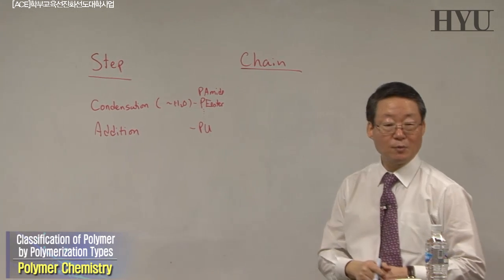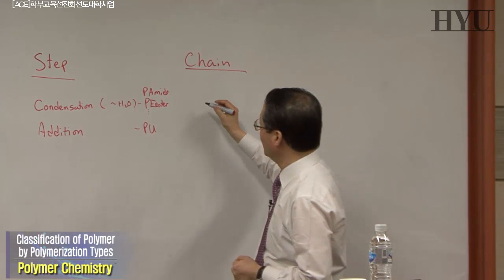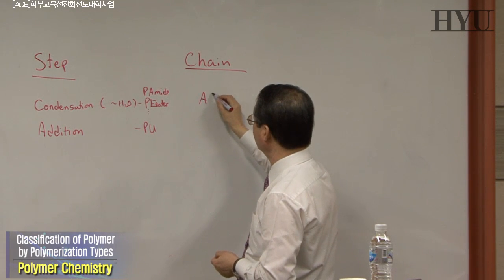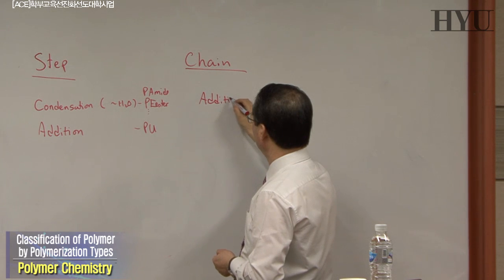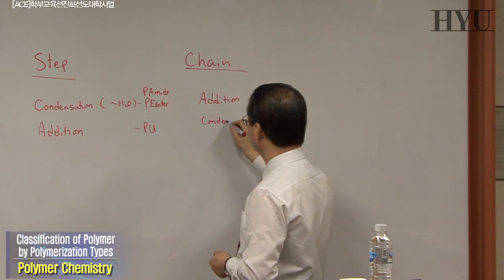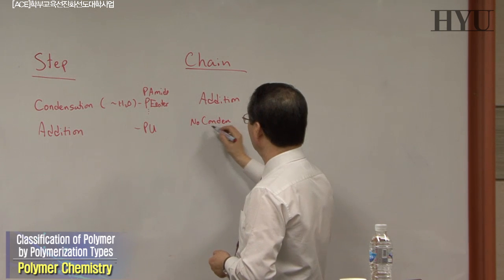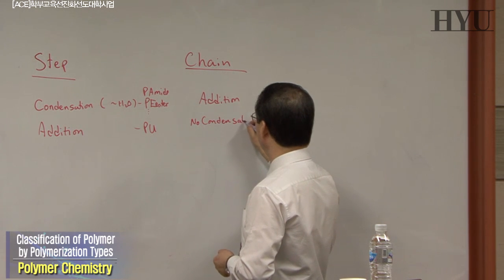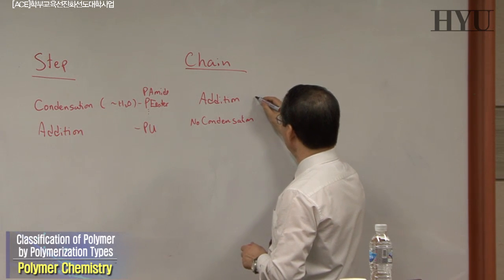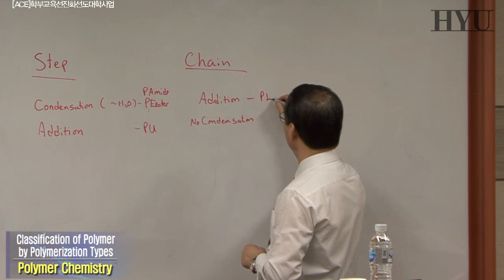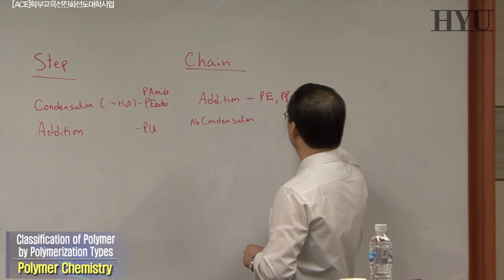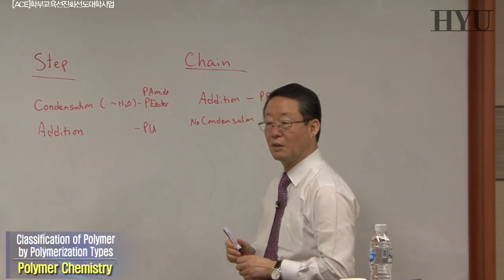In the case of chain growth polymerization reaction, the typical reaction is the addition reaction. Perhaps we do not have any condensation. Typical examples are polyethylene, polypropylene, polystyrene, stuff like that.